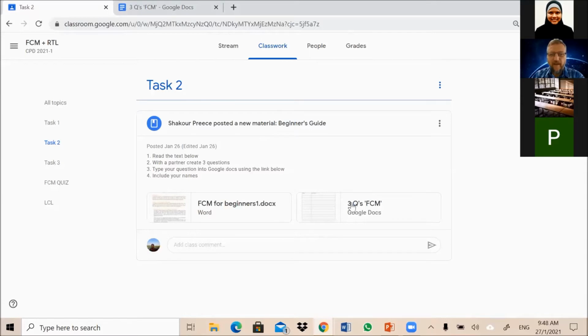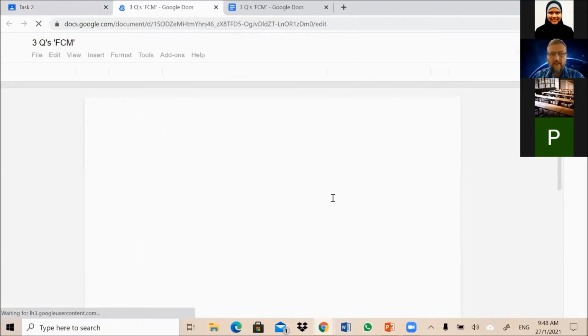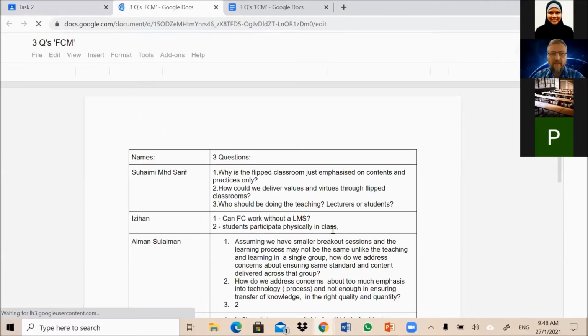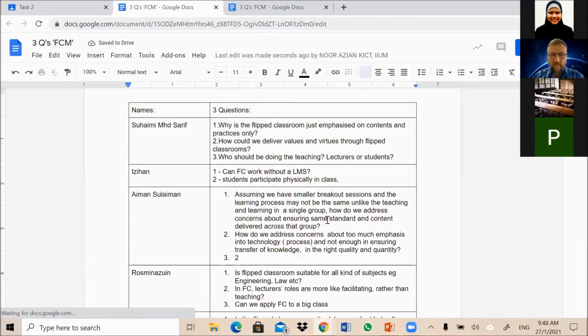So I notice in the Google Docs that people are actually sharing their own question, which is fantastic. But my idea was that they would share the questions about the text, because that's the kind of basic knowledge.